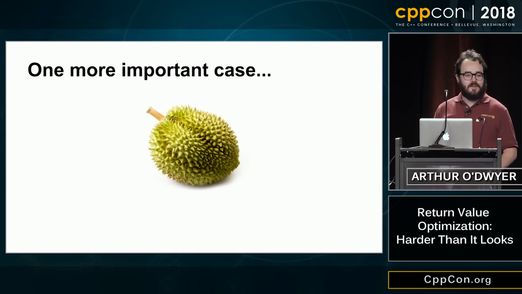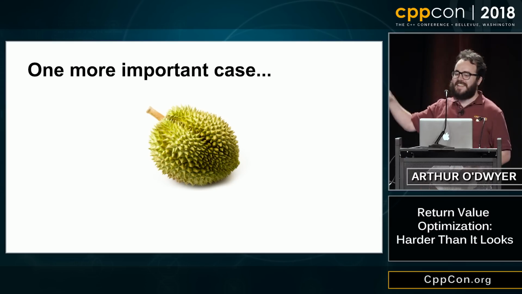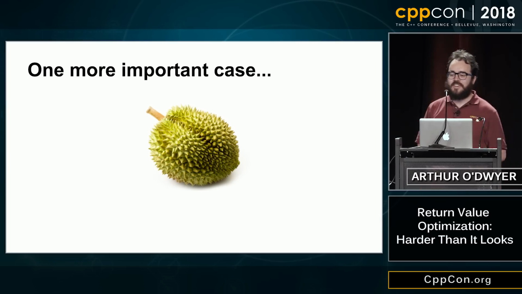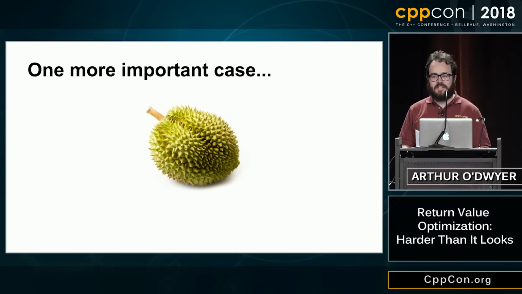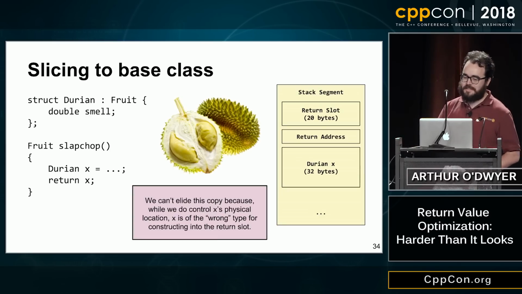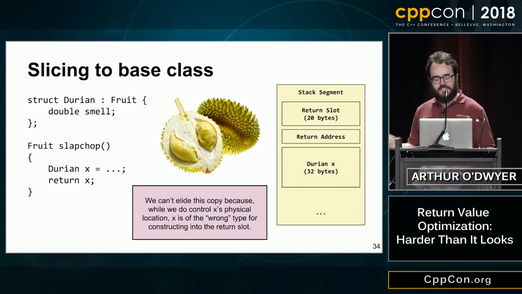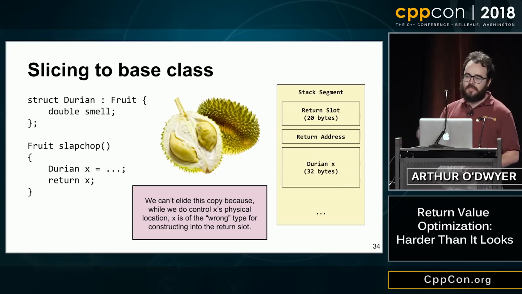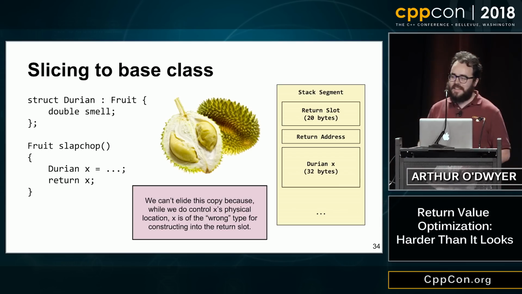If this were a smaller room, I would say, who knows what this thing is? I'm going to say it anyway. Who knows what this thing is? It's a durian, yeah, which is a fruit, but it's also something more, right? A durian is a fruit. There's an is-a relationship there, but it also has something else inside it, which is the smell.